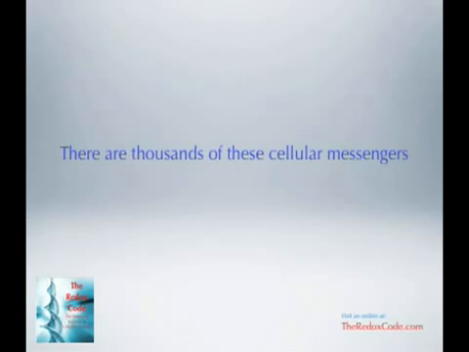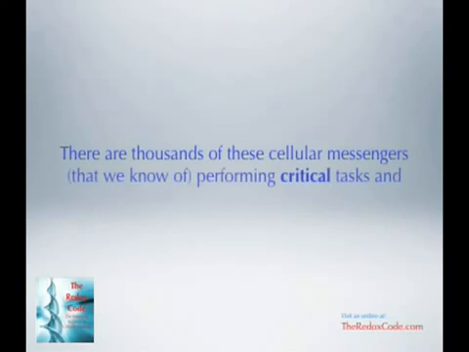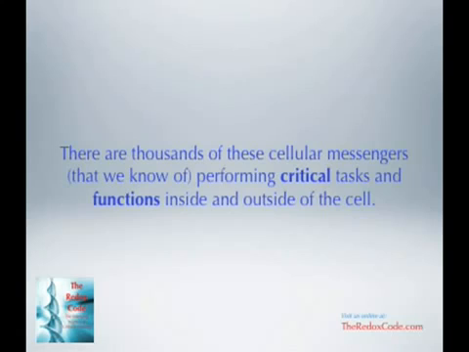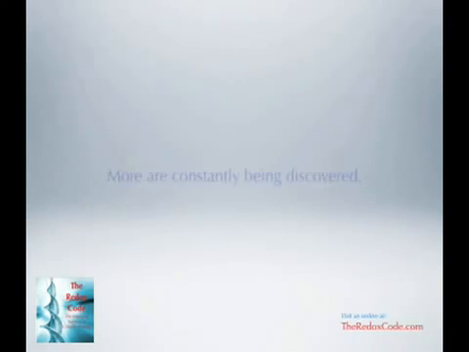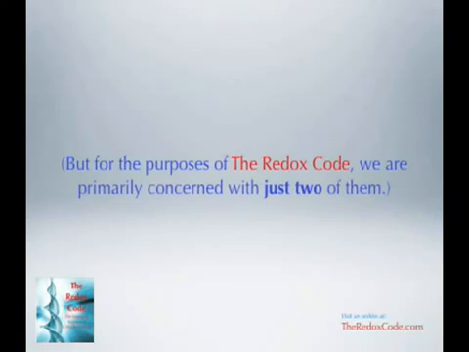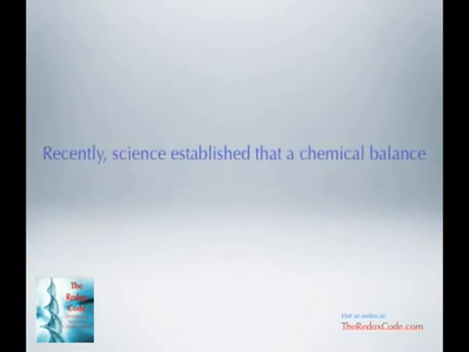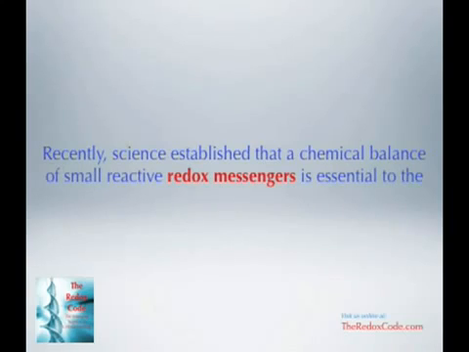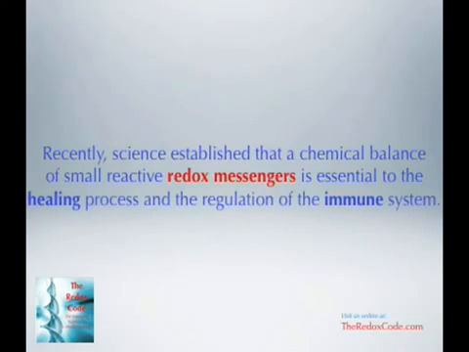Now, there are thousands of these cellular messengers, and those are the ones that we know of, performing critical tasks and functions inside and outside of the cell. More are constantly being discovered. But for purposes of the redox code, we're primarily concerned with just two of them. Recently, science established that a chemical balance of small reactive redox messengers is essential to the healing process and the regulation of the immune system.